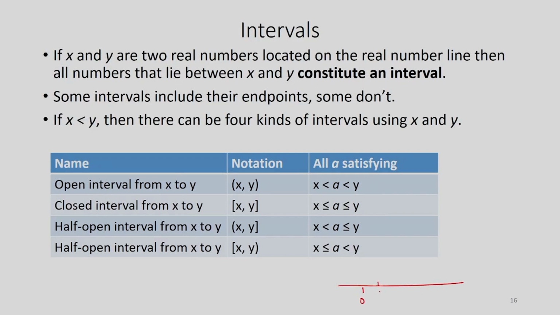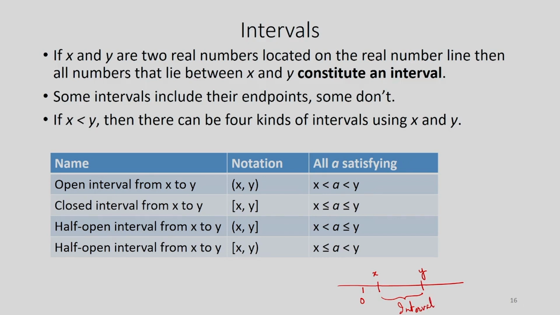Suppose this is 0 here and here you have x and here you have y. Since these are two real numbers, as we know by this property that we have seen before, all the real numbers can be plotted on the real number line. So, suppose x is here, y is here, and so there are some numbers between x and y, right. So, if we put all these numbers together, then they constitute an interval, right. So, all the numbers which are between x and y.